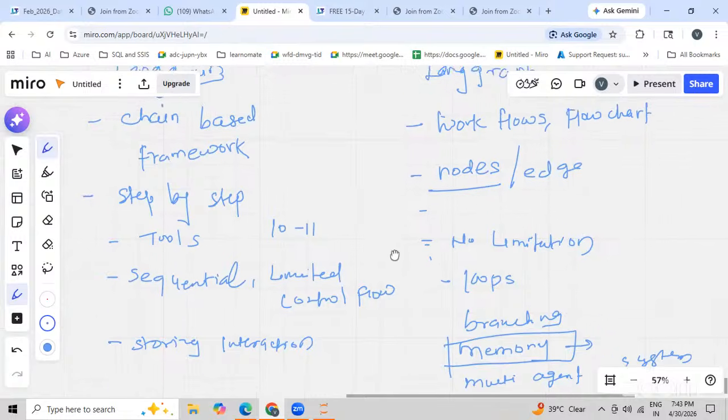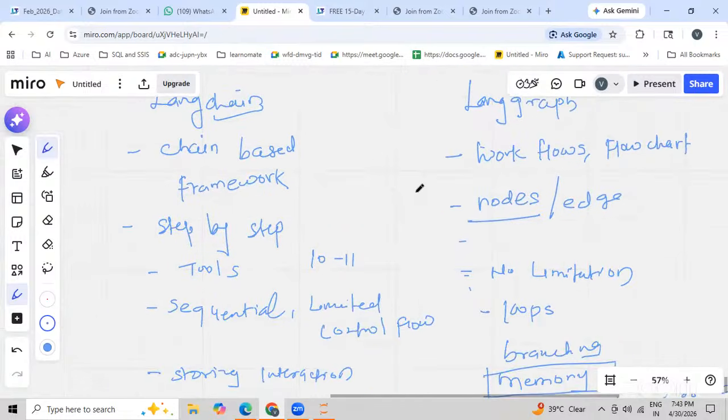I know this is a very short overview, but in the real sessions, when we are going to learn this, I'm going to take one project on LangGraph and one project on LangChain. These are separate projects. Then you will thoroughly understand how to develop an application using LangChain and how to develop an application using LangGraph. There are two separate projects we are going to take in our regular sessions.